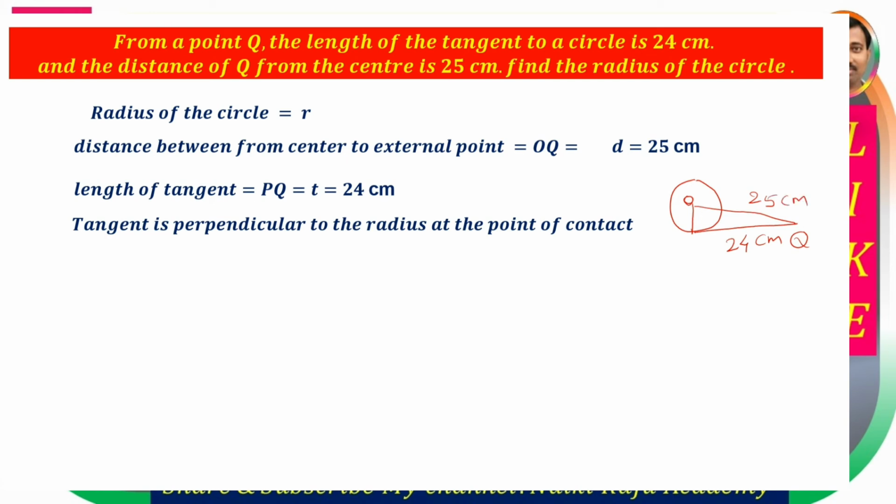Here, let the point of contact be P on the circle. Join OP. OP is the radius. We know that OP is perpendicular to PQ, because the tangent is perpendicular to the radius at the point of contact. Here PQ is equal to 24 centimeters, the length of the tangent. OQ is 25 centimeters. Same theorem: in triangle OPQ, angle P equals 90 degrees. Apply the Pythagoras theorem.